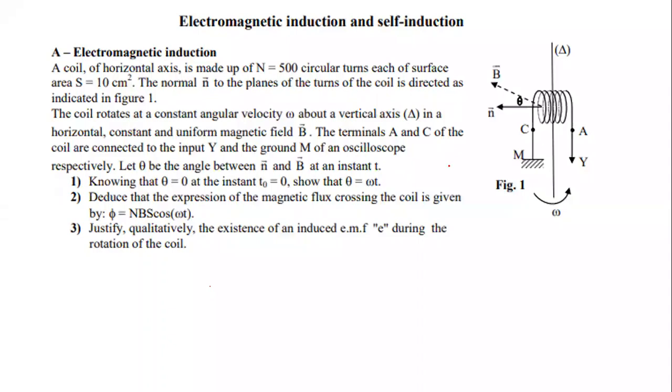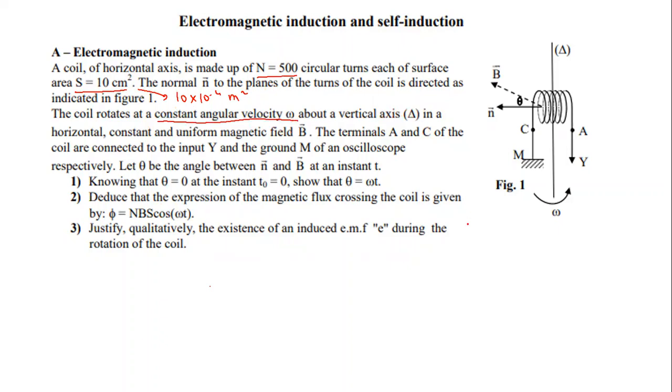Session 2012. So we'll begin with the exercise, electromagnetic conduction. A coil of horizontal axis is made up of N equal 500 circular turns, where the surface is 10 centimeters square. So it'll become 10 times 10 to the power minus 4 meters square. It's directed, and n is directed as indicated in the figure. The coil rotates at a constant angular velocity.